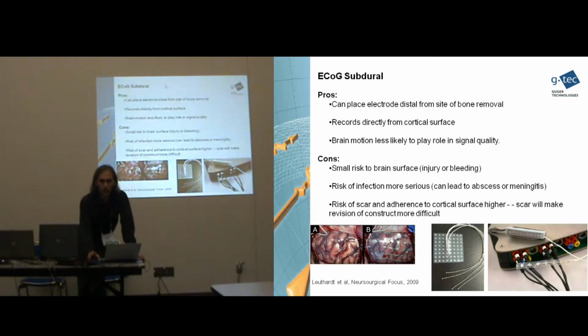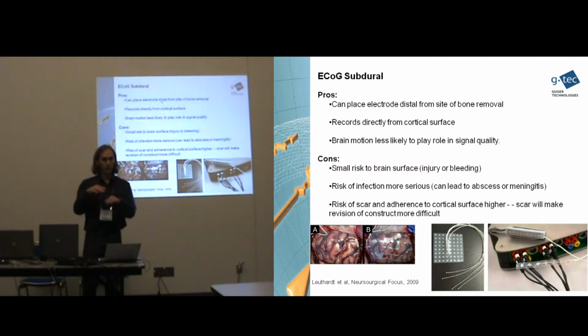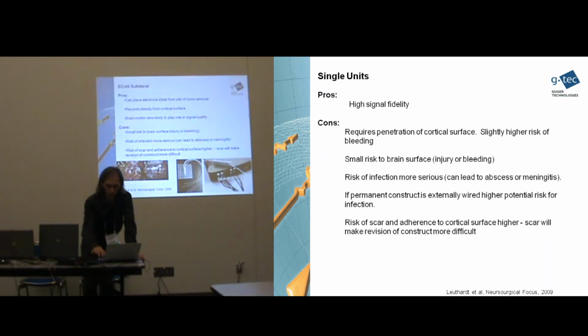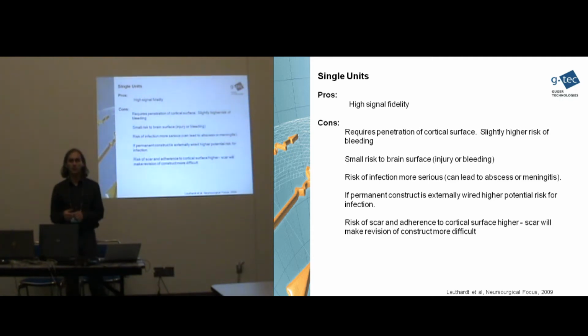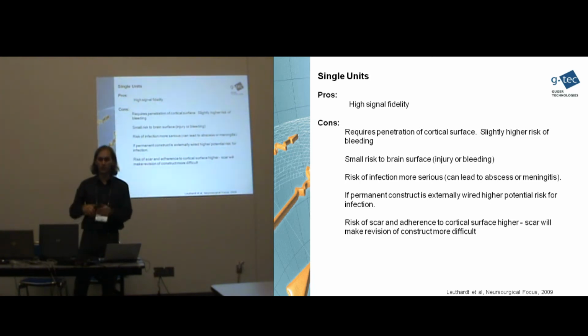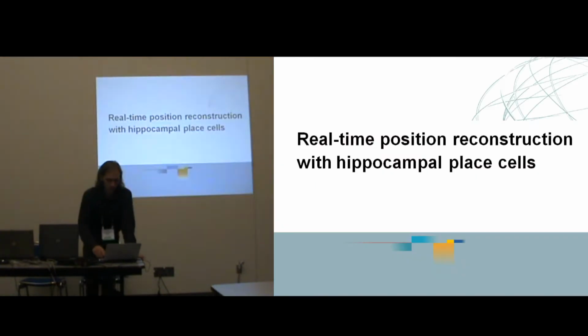If you put the ECoG grid under the dura mater, subdural, you have the big advantage that the brain and the ECoG grid are tightly together, so you are always picking up the same activity, but the clinical risk is a little bit higher, to produce, for example, bleeding. If you look at single units, then of course you have these very fast spike trains coming in that you can analyze. But for the patient itself, it's more risky than the ECoG recording, and some patients can also get epilepsy because of the implants. So it's not that easy to do.